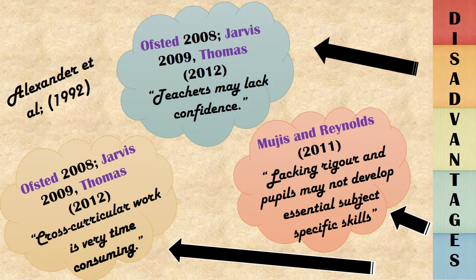Another adverse factor regarding the implementation of a cross-curricular approach is that teachers may lack confidence in their ability to teach lessons that involve integrated learning. This may be because there has been a lack of training, or perhaps teachers may try and overload the child with too much information in one lesson, resulting in fragmented learning.